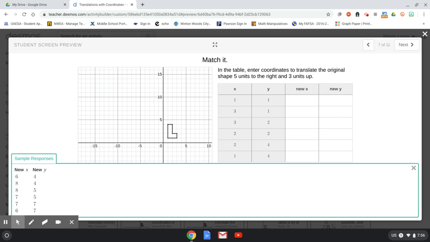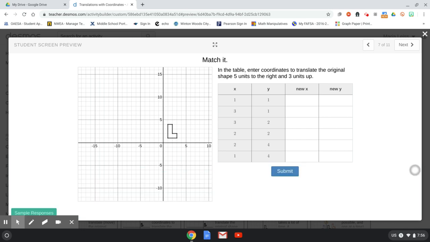This next one, this is the second question that you're required to do. Here's what it gives you. It gives you the graph that has this. Then it gives you this rule. It says, I'm going to move 5 units to the right and 3 units up. So this shape is going to be going 5 units this way and then 3 units that way.